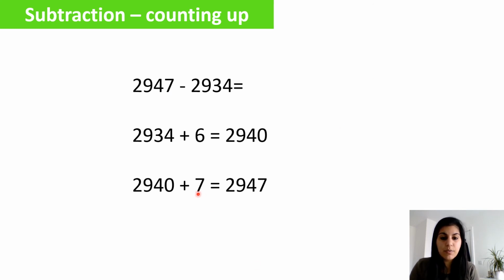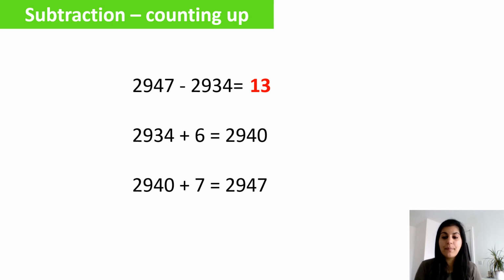So I add 7 more to get those 7 ones. So you can see I've added 6 in my first step. I've added 7 in my next step. What do you think I need to do to get my answer? I need to add together my 6 and my 7. And I know 6 plus 7 is 13. Okay, so that is the counting up strategy.